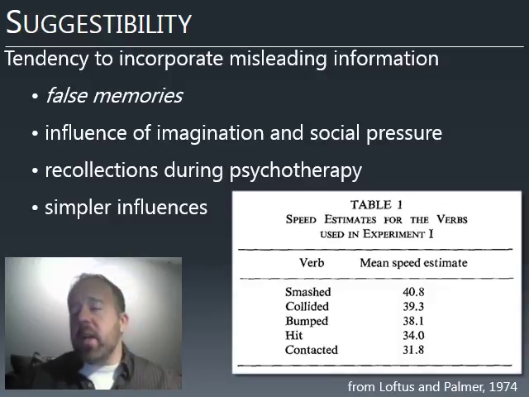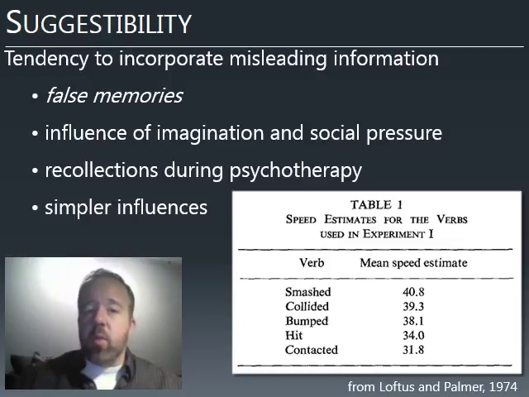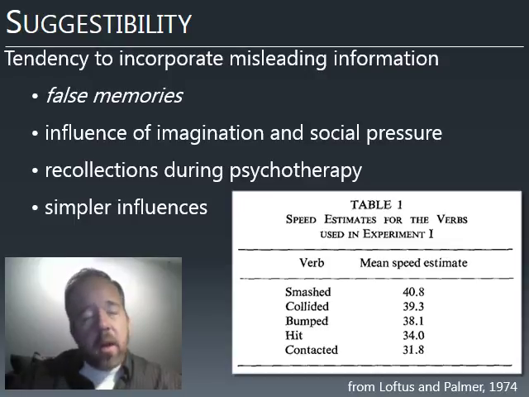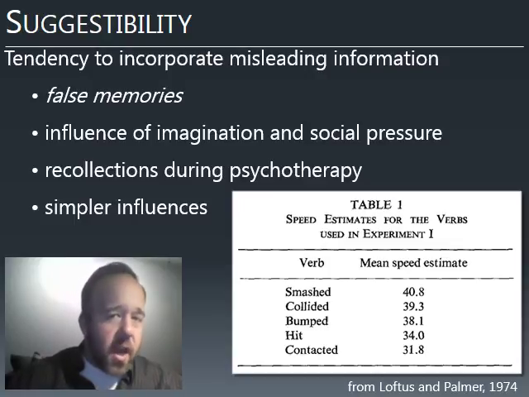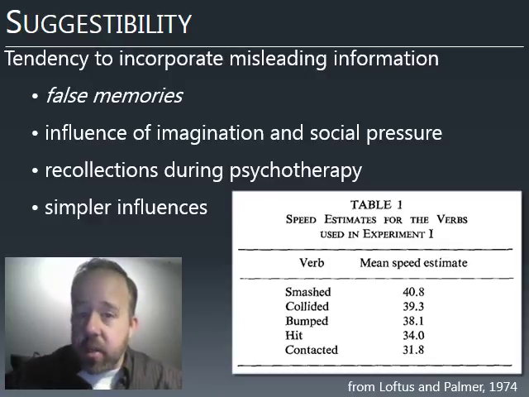And it doesn't have to be these complex social influences. Something as simple as the wording one chooses can really determine what someone recollects. There's a famous study by Loftus and Palmer where they showed people a video of two cars in a collision, and then they asked people to estimate how fast the cars were going.